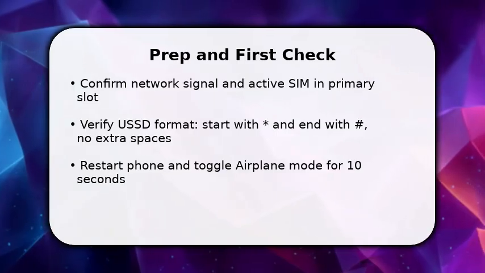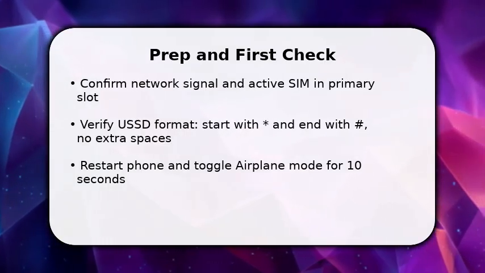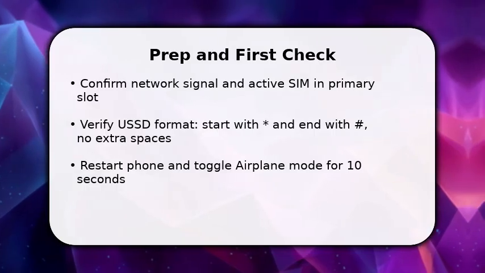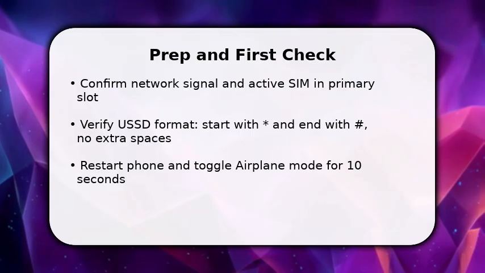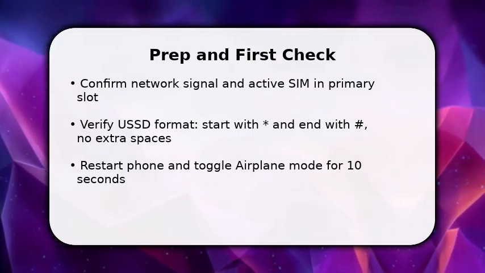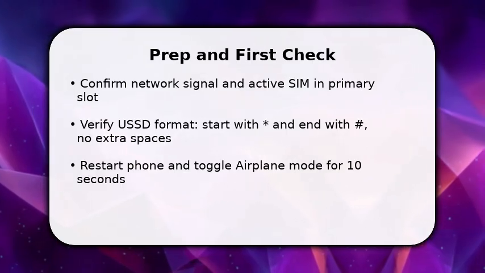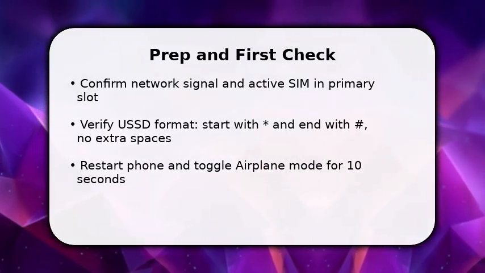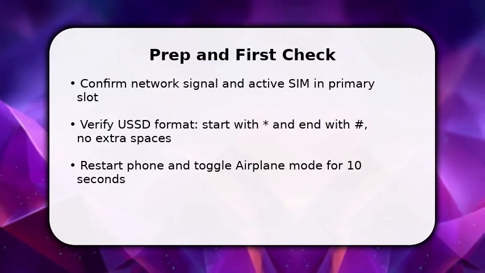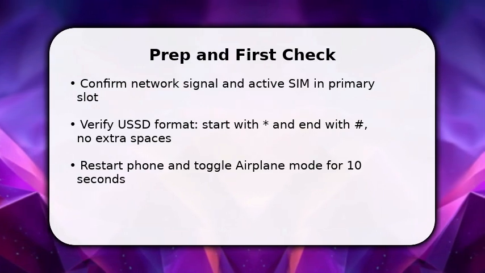You start by confirming the essentials. Check the SIM is active and placed in the primary slot, and that signal bars are present. Next, inspect the USSD string. It must begin with an asterisk and end with a hash with no trailing space. Once done, restart the device and toggle airplane mode for about 10 seconds to refresh network registration. These steps quickly eliminate the most common causes and let you move into targeted fixes without wasting time.